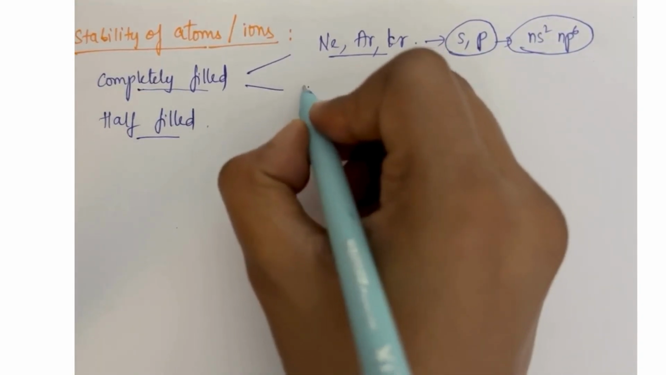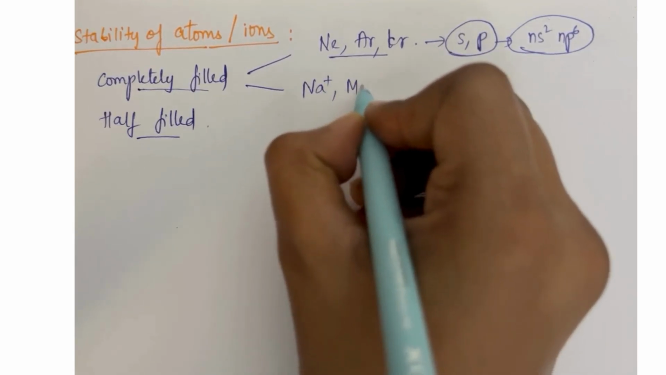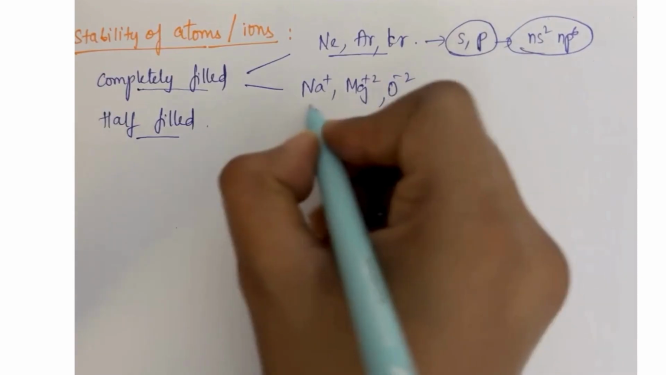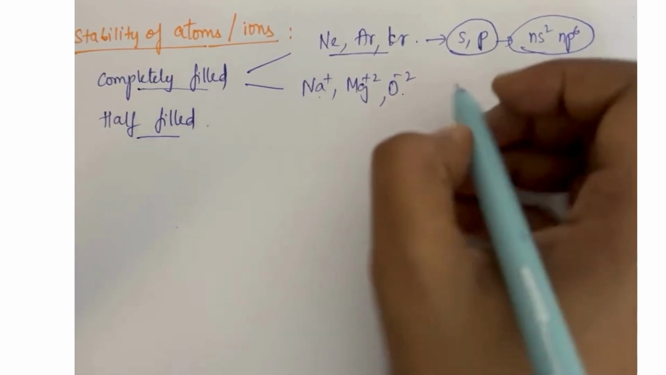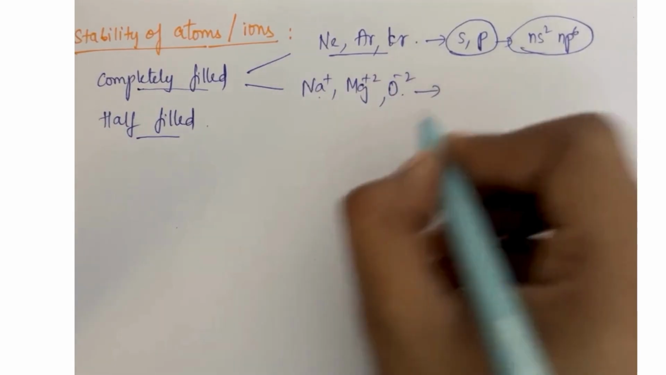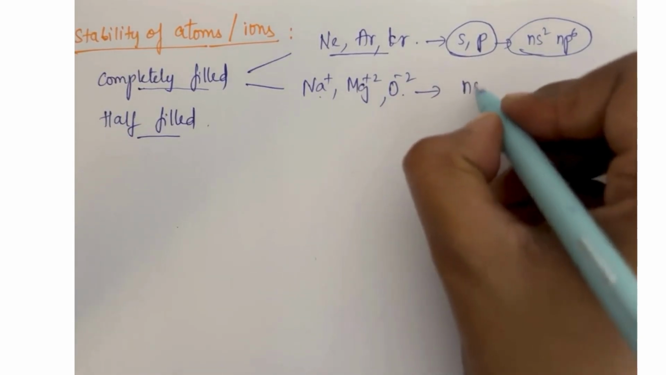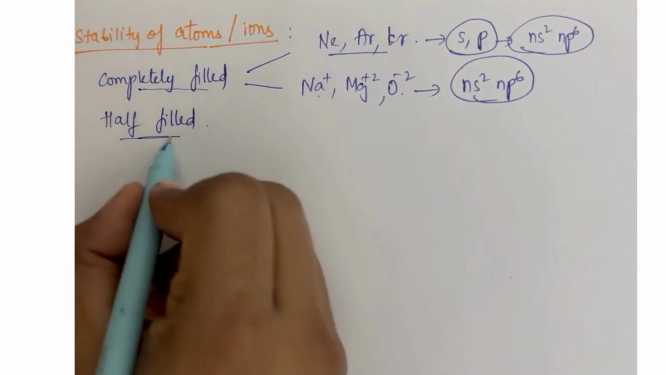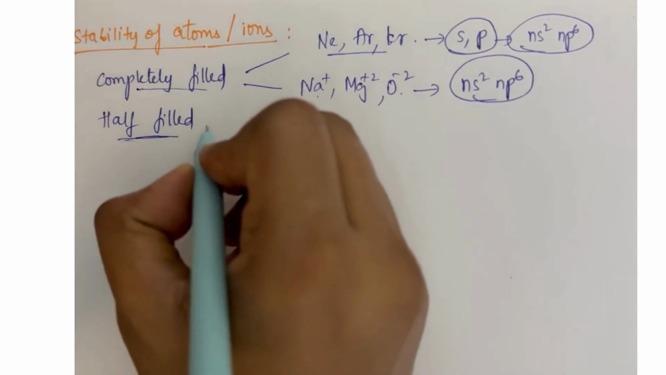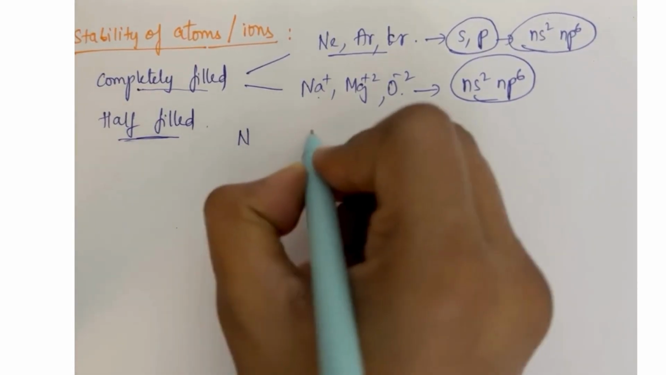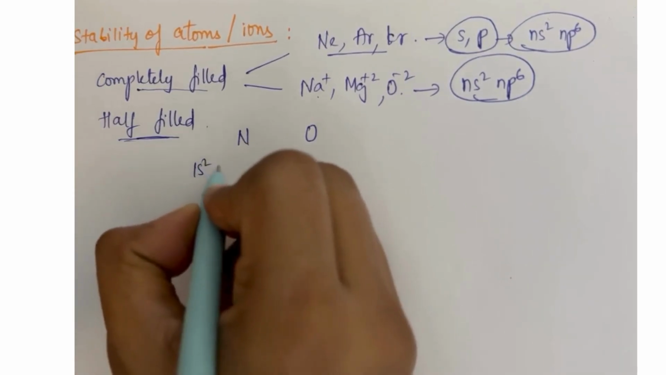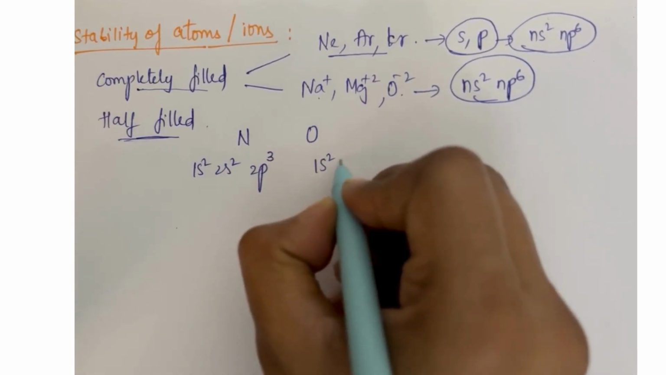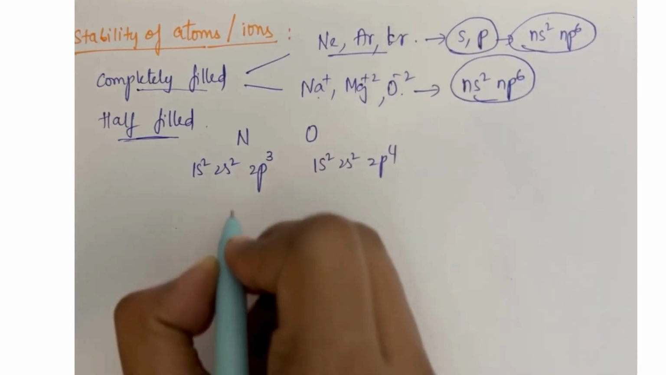Consider ions like Na+, Mg2+, O2-, etc. They are all trying to lose or gain electrons and attain 8 electrons in the outermost shell, and they also have the ns2 np6 configuration. And what is a half filled configuration? For example, consider nitrogen and oxygen. Nitrogen has the 1s2, 2s2, 2p3 configuration. Oxygen has the 1s2, 2s2, 2p4 configuration.